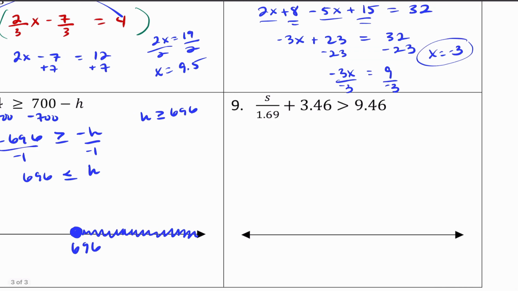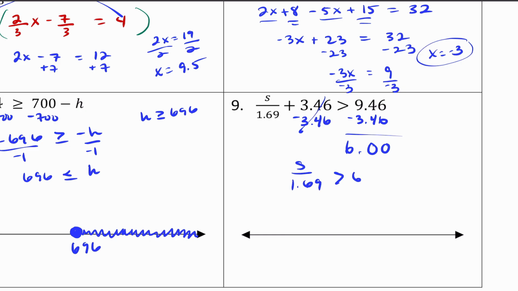Okay, number 9. First of all, let's get this by itself. So I'll subtract 3.46 from both sides. And this is great because once we subtract this, well, 6 minus 6 is 0, 4 minus 4 is 0, and then 9 minus 3 is 6. So you're really just dealing with 6, right? So this is what you have.